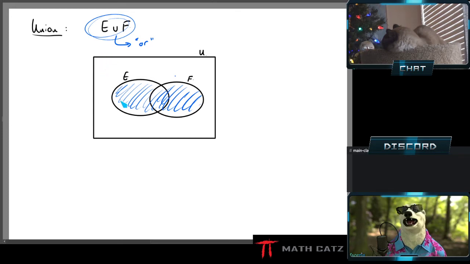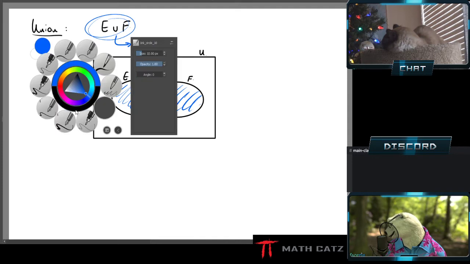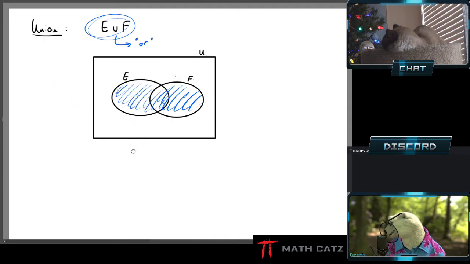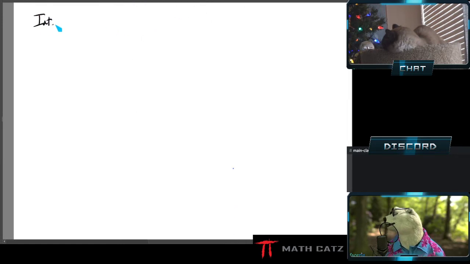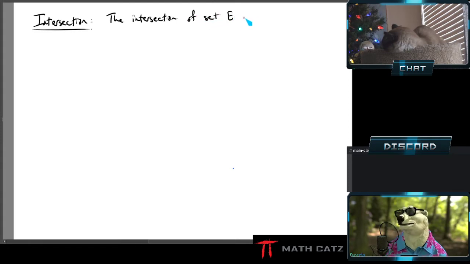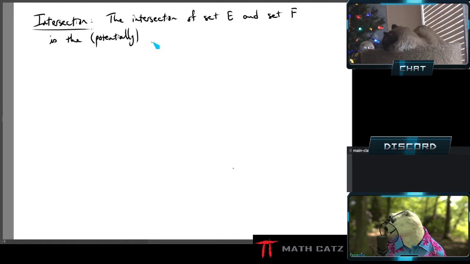All right, but there is another way to combine two sets. The other one is the intersection. Now, by thinking of the word intersection, you might already guess what that is, but let's write it out anyway. The intersection of, let's say, a set E and another set F is the potentially new set, and we're going to name it E, and we're going to flip the cup symbol and call it our intersection symbol.